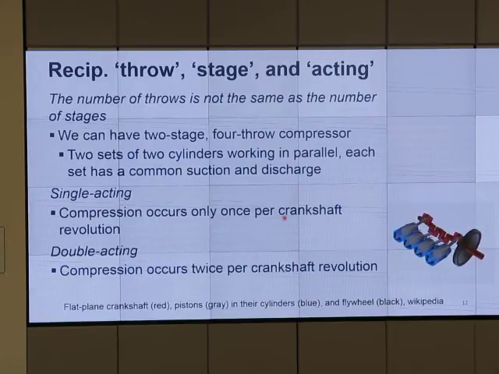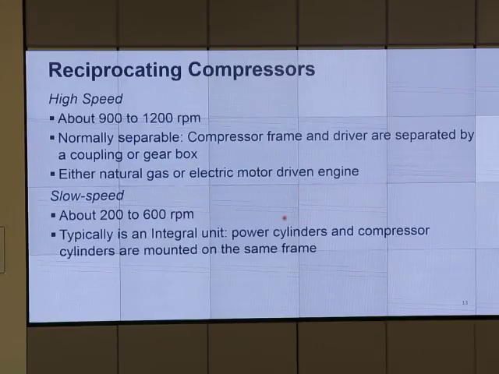Let's take a look at something else. High speed and low speed. Whatever it is, it's very high speed. Okay? We push, we compress very quick. But what is the high speed and low speed in this sense? High speed is 900 to 1200 RPM. That's high speed. Low speed is 200 to 600 RPM. Okay? So high speed, normally it is separable.